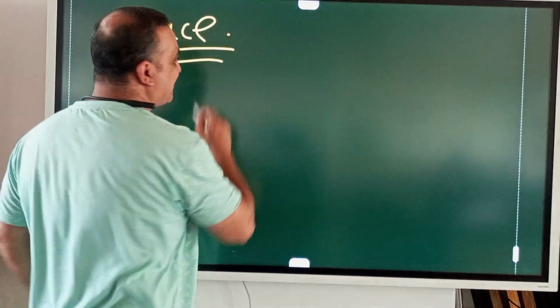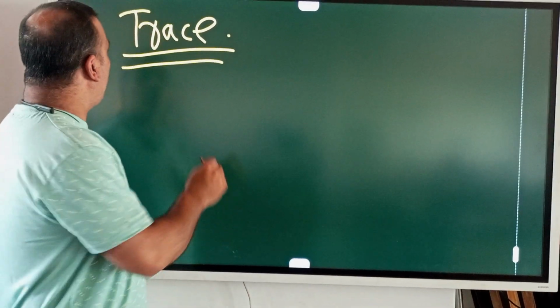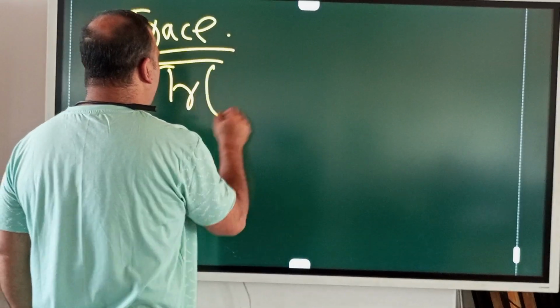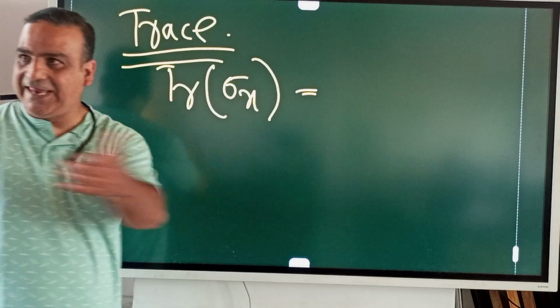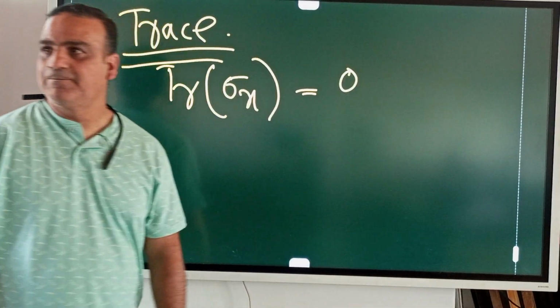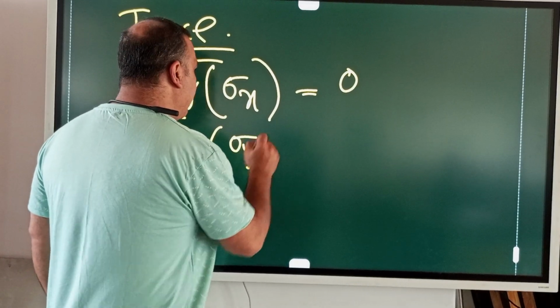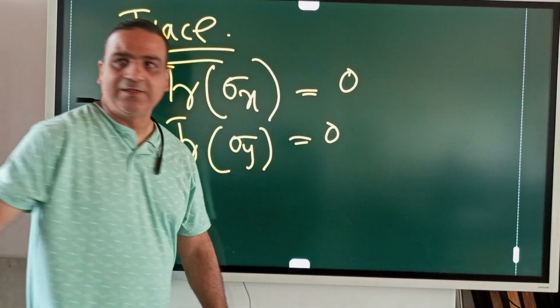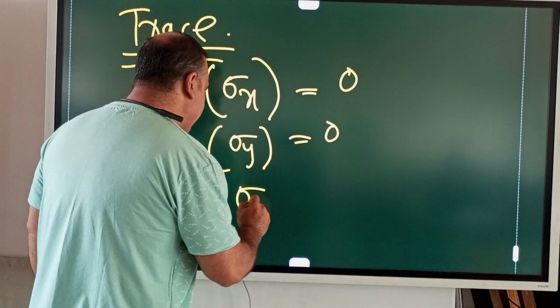Trace is simply the sum of the diagonal elements present in a matrix, right? So the trace of sigma x, you tell me directly, what's that? It is 0. Calculate it. So the trace of sigma x is 0. Now the trace of sigma y is 0. The trace of sigma z is 0.